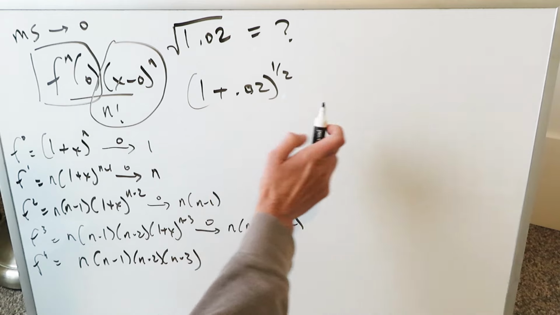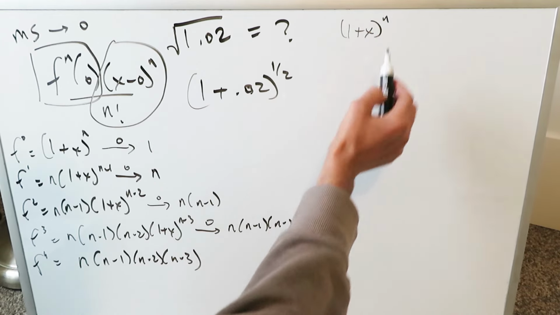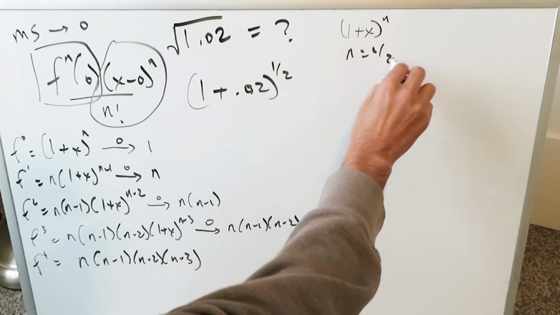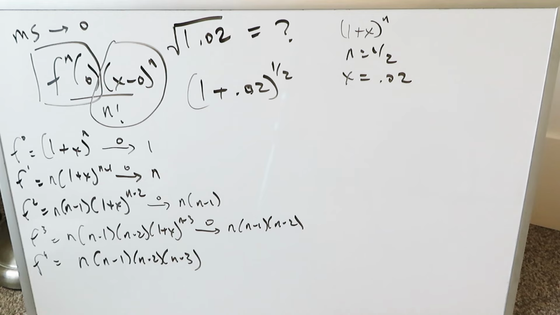When you're looking right over here, what are you seeing? This is in the 1 plus x to the power of n format. N here is equal to 1 over 2. X here is equal to 0.02. We're not ready yet, but we're almost there.